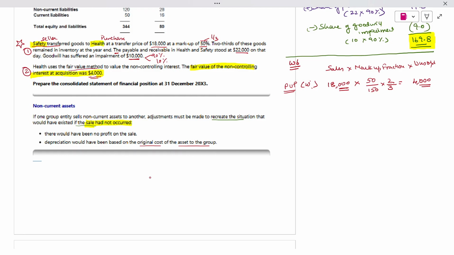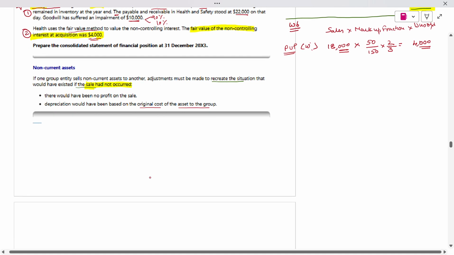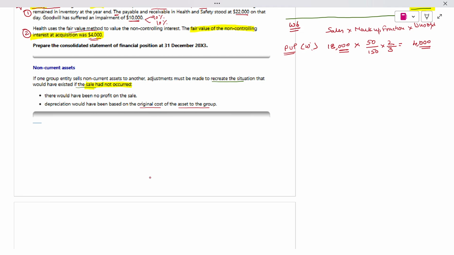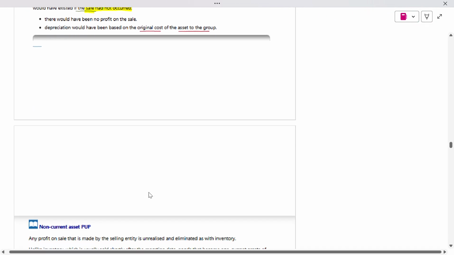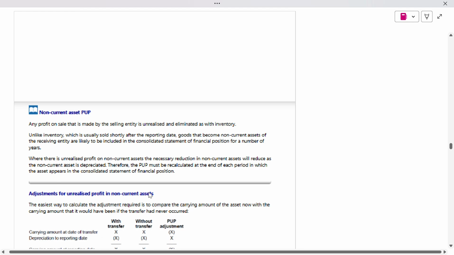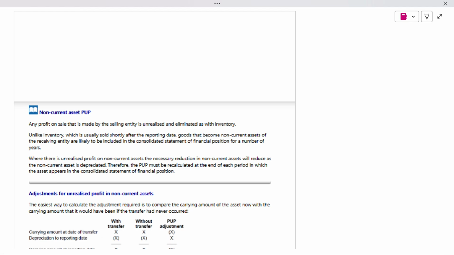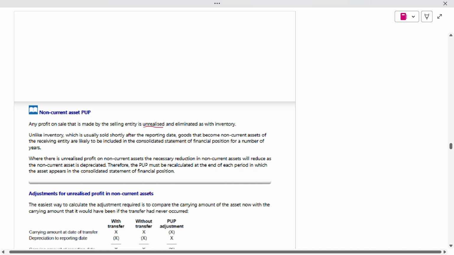Okay, if you are going to transfer or sell non-current assets, then we should not treat it as a sale, and we have to combine it and calculate the depreciation as normal, as we are doing. Any profit on sale made by the selling entity is unrealized profit and is eliminated, as we are eliminating with the inventory. With respect to non-current assets, we should not treat it as a sale, as simple as that.